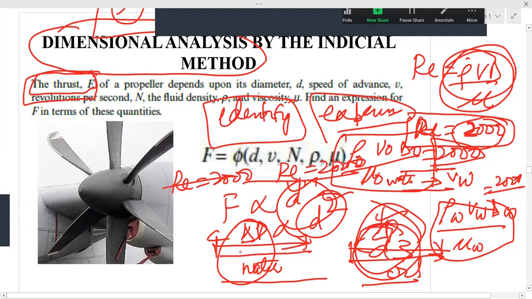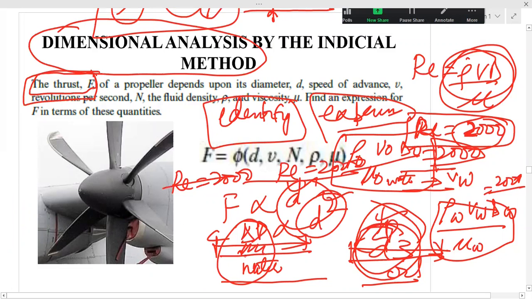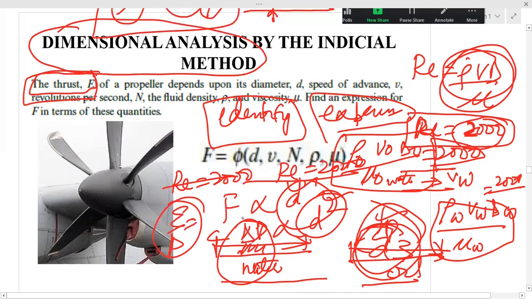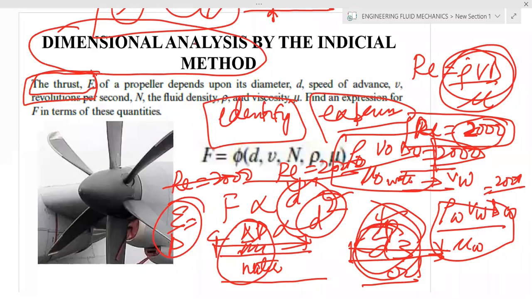And say surface roughness was also same. Or say E by D was same. Will you get the same pressure drop or not? Hanji. Are you following my point, what I am saying?